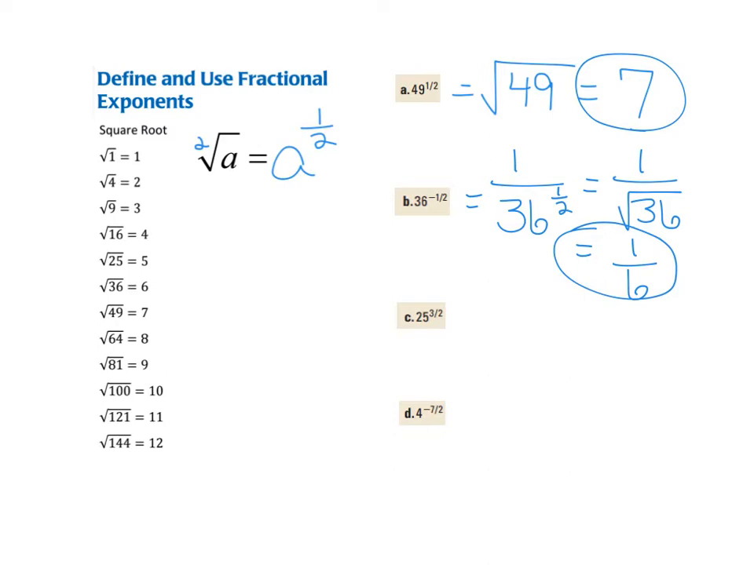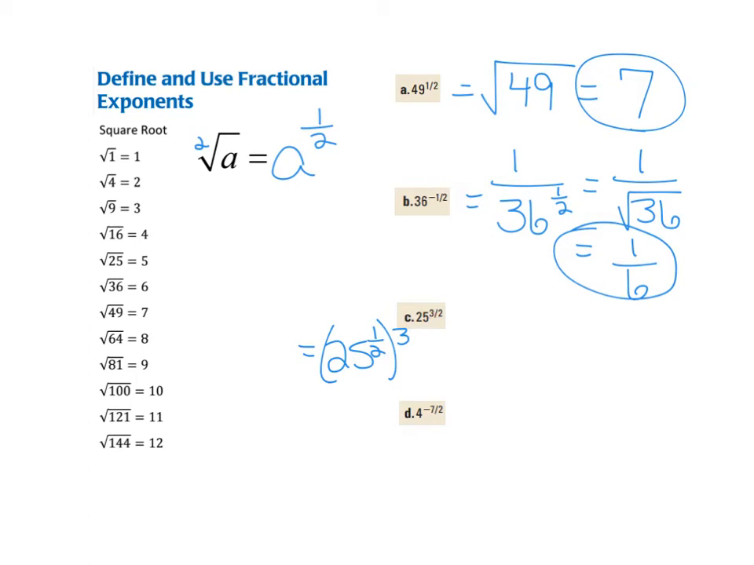Okay? Now, here's where it gets even weirder. What if we have this improper fraction looking thing? What if we have 25 to the 3/2? Well, we're going to use some of our exponent rules and we're going to rearrange this. Let's use our power to a power rule. We could say this is 25 to the 1/2 raised to the 3rd power, because if we multiply 1/2 times 3, we get 3/2.